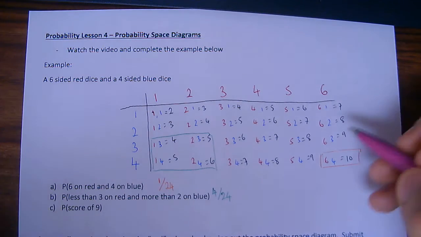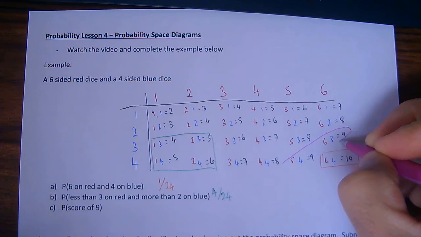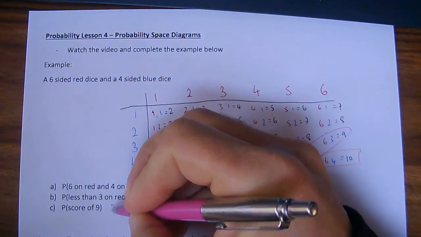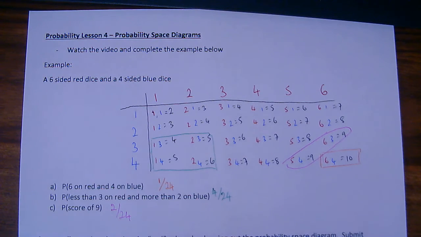And then last but not least, a probability of a score of 9. Now looking at my scores of 9, that's where they are. And so there's 2 out of 24.